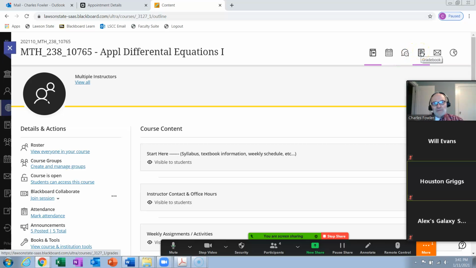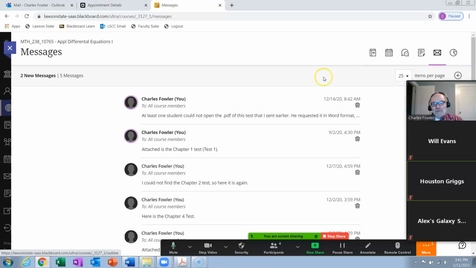Here's the grade book. Okay, I'm not going to open this now because that'll show the grades from the people last time, but that's where you'll see your grades. Here is messages. Now this is how I do some communication. For instance, this is where I put the test. I might put it under the week's material when we had it, but I also put it here.